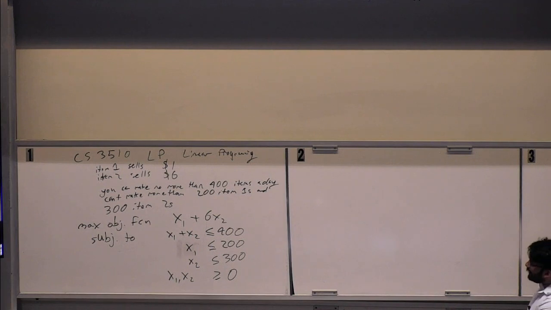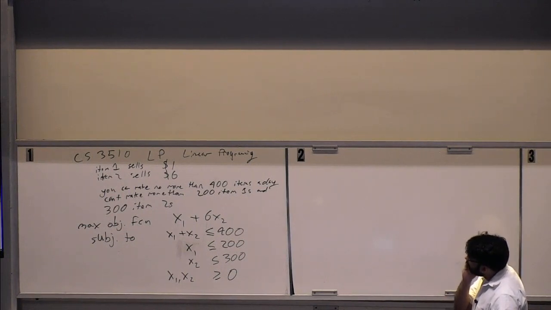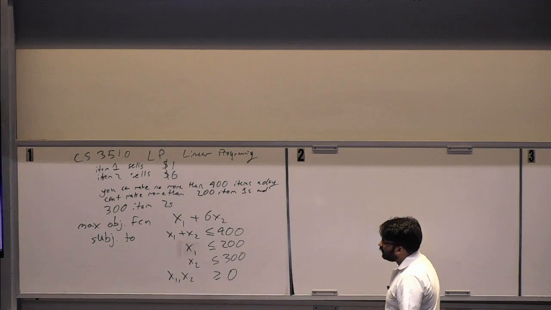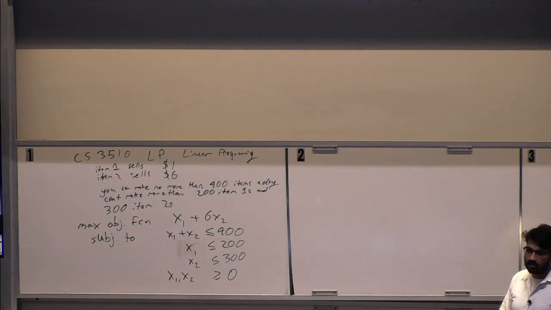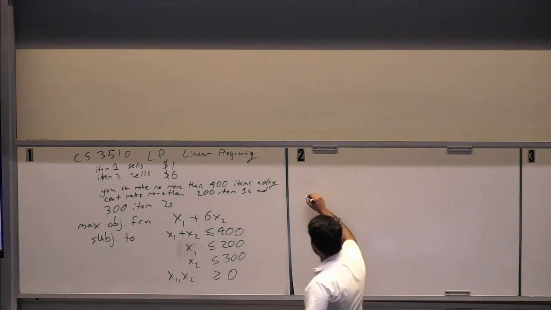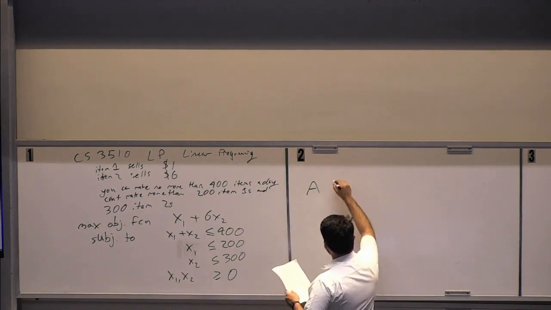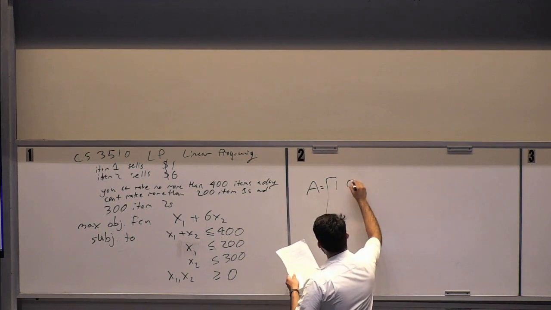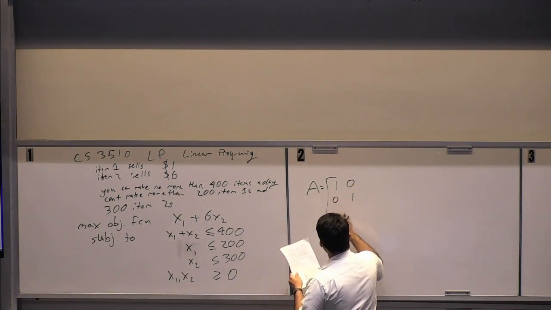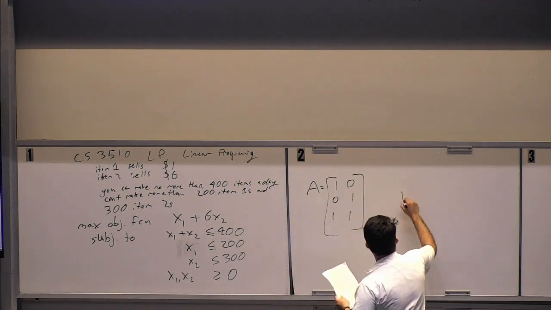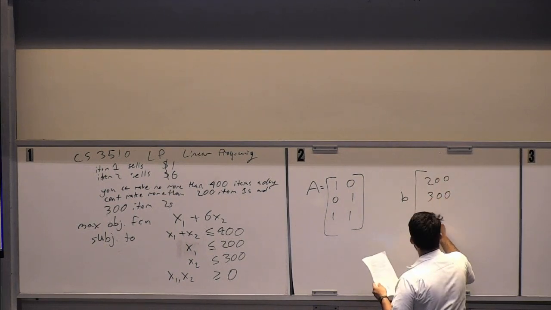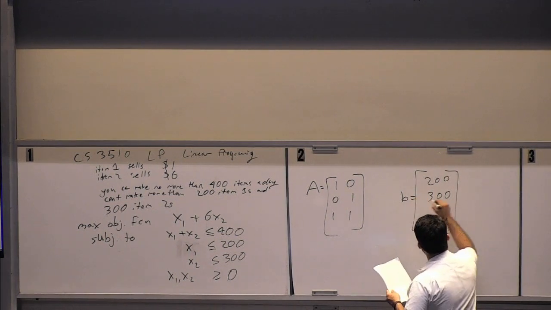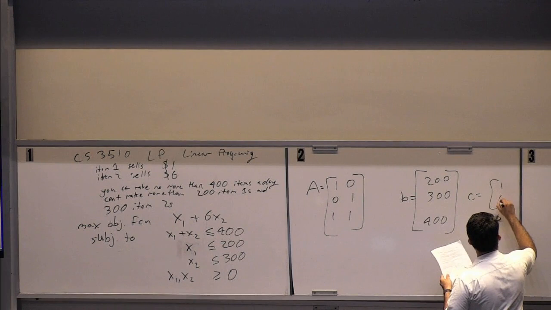So again, how do you solve this? In fact, before we talk about this, let's represent it more generally. We have a matrix and two vectors. Immediately, in linear algebra, you stop talking about linear equations and start talking about matrices. We have a matrix A of values 1, 0, 0, 1, and then 1, 1. And we have a vector B of values 200, 300, and 400. And then we have a vector C of values 1, 6.